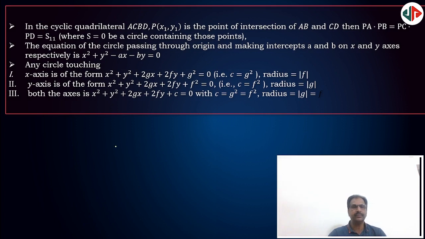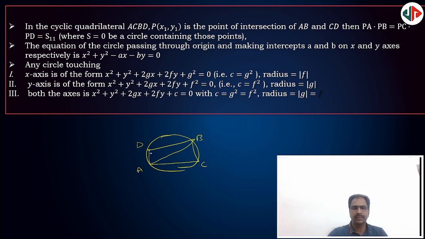Next, in a cyclic quadrilateral ACBD, what is the meaning of cyclic quadrilateral? If a circle can be drawn passing through 3 vertices, or passing through 4 vertices of a quadrilateral, that circle is known as cyclic quadrilateral.